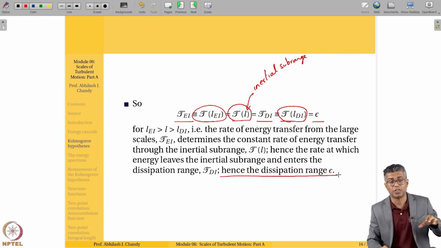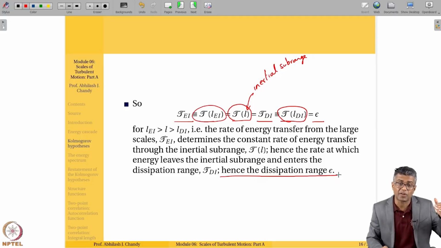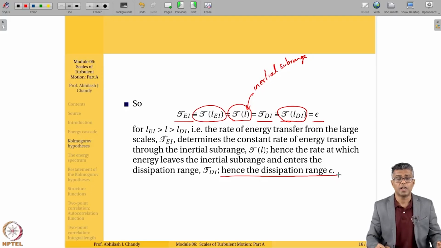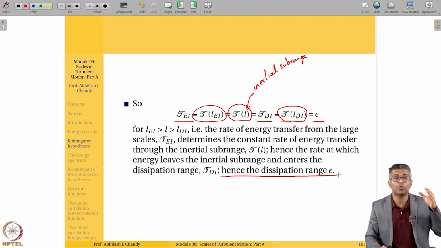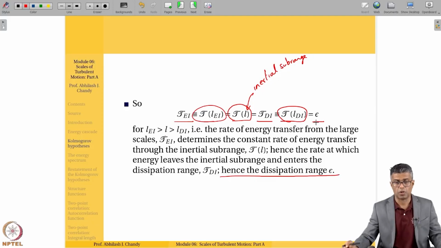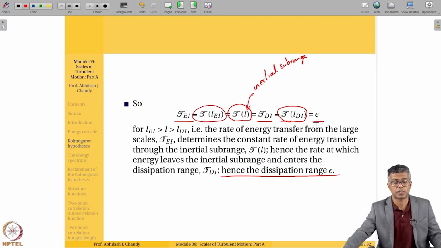This transfer of energy, we derived the length scales last time. We derived the ratio of length scales last time. Now we are looking at it in terms of the energy cascade. The energy containing range, the production range, it all starts there. Energy gets transferred through the inertial subrange, through L_DI into the dissipation range, and hence it is equal to epsilon. I hope this is clear now.